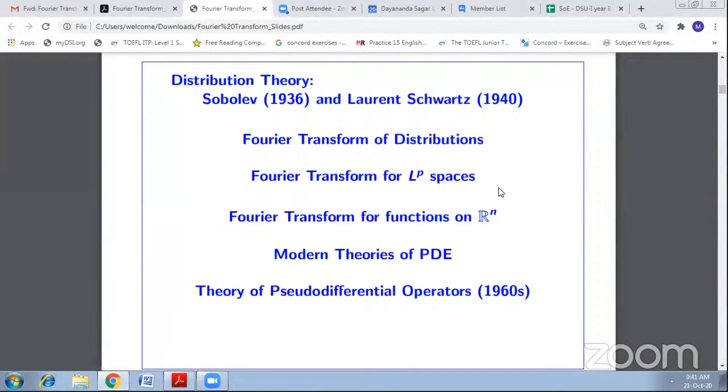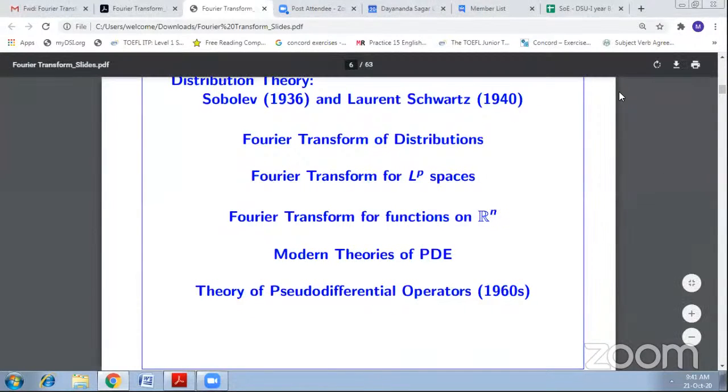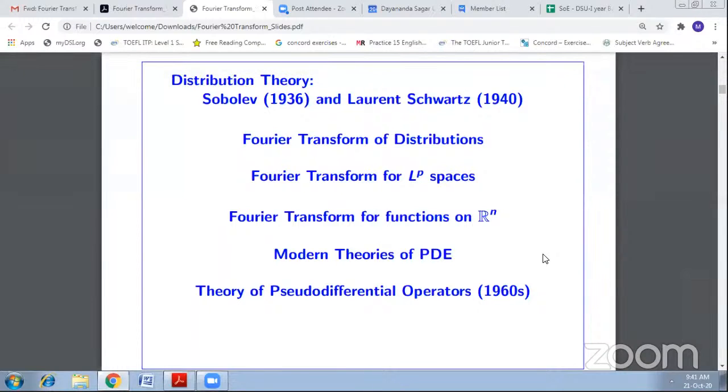As far as Fourier transforms are concerned, reasonably good theory after Plancherel was available for L1 functions and L2 functions, that is integrable functions and square integrable functions. But for other types of functions like p-integrable functions, things were very, very difficult, and things had to wait till the distribution theory was developed. The distribution theory was developed first by Sobolev in 1936 and was consolidated by Laurent Schwartz, the French mathematician, in 1940. Then the idea of the Fourier transform of distributions came in.